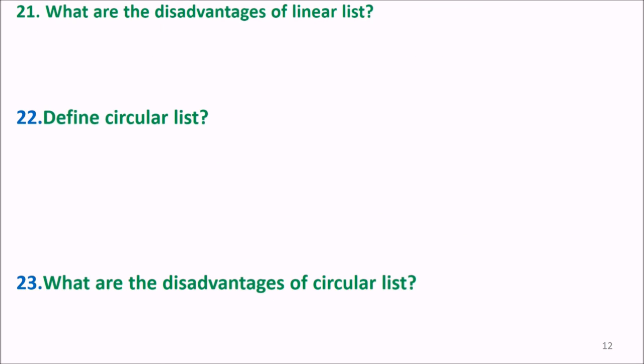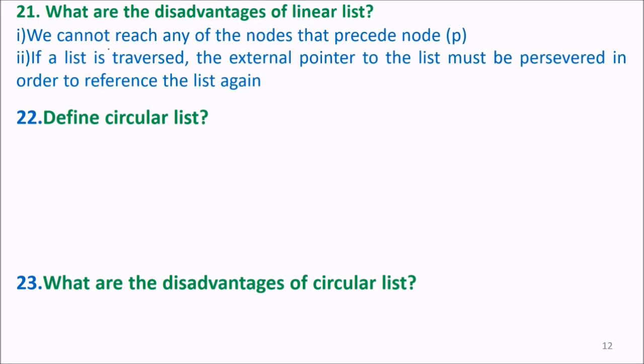Now the next question is, what are the disadvantages of a linear list? First of all, we cannot reach any of the nodes that precede p, because once you have gone ahead, you cannot turn back. If a list is traversed, the external pointer to the list must be preserved in order to reference the list again. While traversing, there has to be an external pointer which keeps track of what is being referenced.